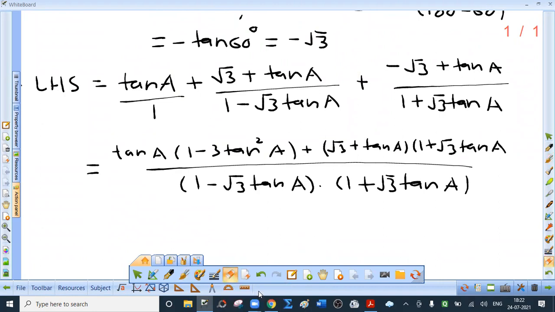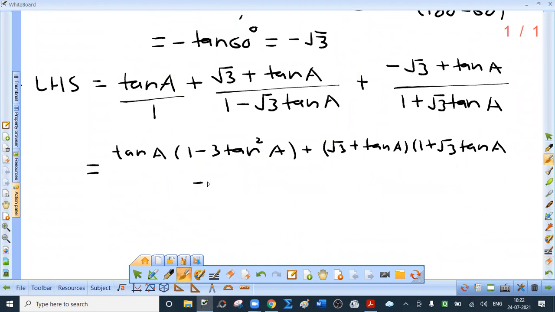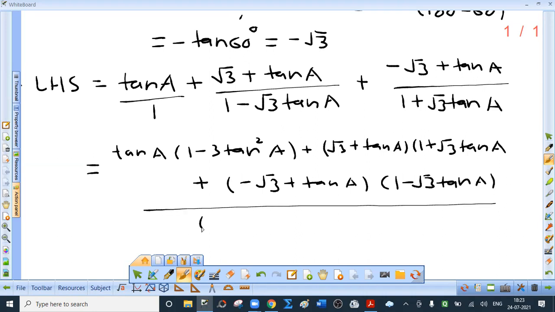With your kind permission, I will just remove this part. Okay. Plus minus root 3 tan A minus root 3 plus tan A into 1 minus root 3 tan A, upon 1 minus root 3 tan A into 1 plus root 3 tan A.